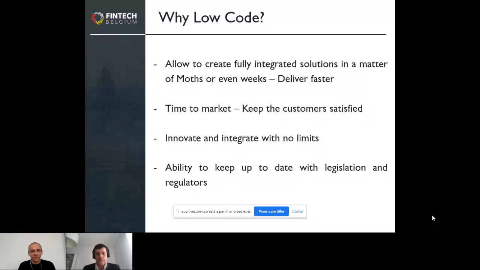Okay, innovate and integrate with no limits. That's very important, because we can innovate. We can innovate, and the demands of the customers, we have no limits to them. And the integrations also: at least until now, we couldn't find anything that we couldn't integrate with. Even legacy and old technologies that we can find, sometimes you have to integrate with AS400 and IBMs, and we have no problem with that. And then the ability to keep up to date with legislation and regulators.